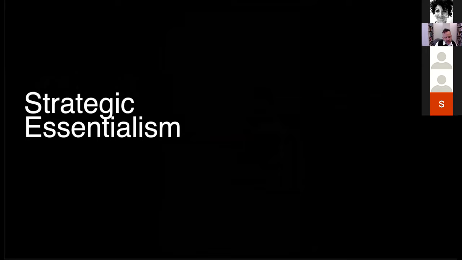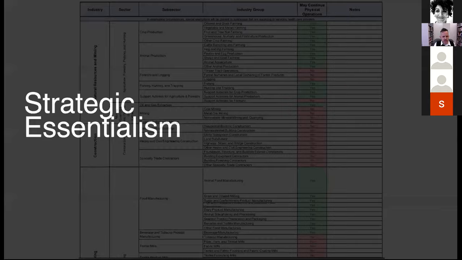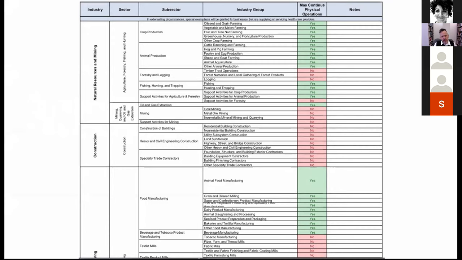Some of the other things we've been looking at have to do with this idea of strategic essentialism, and what constitutes essential businesses and not essential businesses. In California, essential businesses and essential work were divided up by industry sector, not by type of work. In other words, if you were, I don't know, a secretary for a construction company, you could go to work. If you were a secretary for something else, you couldn't. The industry sector became the criterion. And we think that this will be shifting a lot.